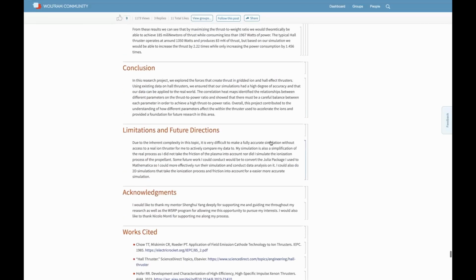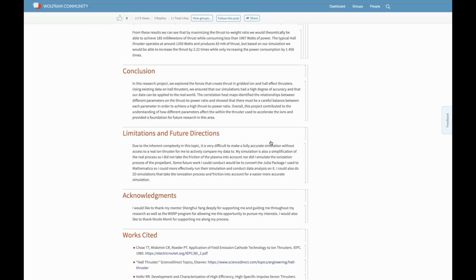I'm interested to hear what is something you want to do next with this project, or with Wolfram as a whole. With this project, I would definitely like to work more with the Julia package and try to use their data to improve my simulations. And I would also like to, like you said, compare my results to these existing thrusters and figure out what makes them so much better.